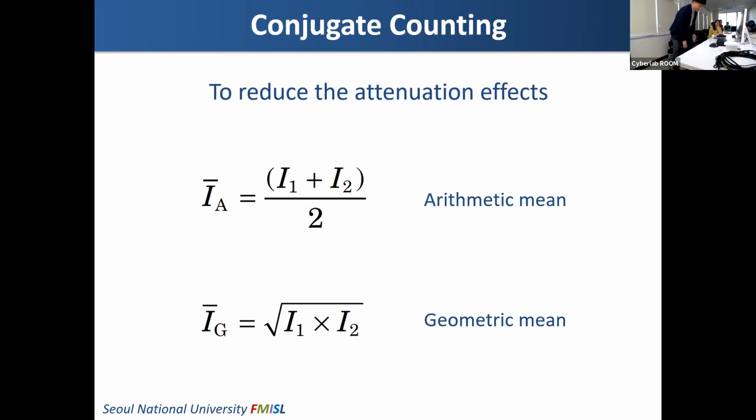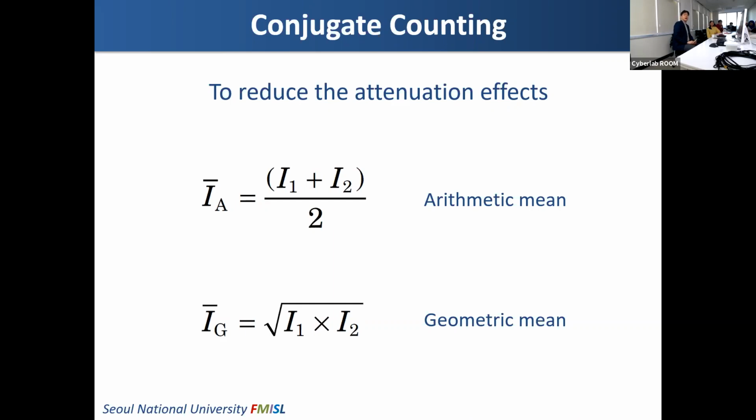So actually, let me talk about how we can correct attenuation in the gamma camera system. One such correction more frequently used for gamma camera is, I mean, for your head in a gamma camera scan, conjugate counting.